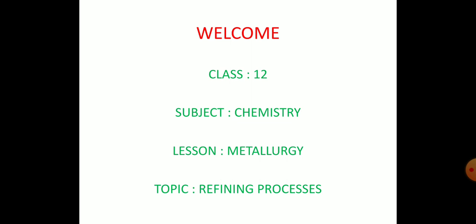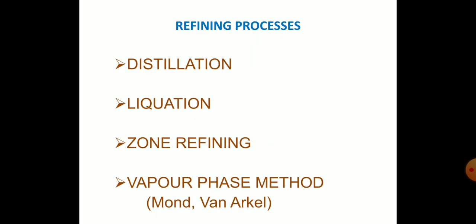Okay, so what is the topic we are going to discuss now? Refining process, or we can say refining of crude metal. Dear students, these are the 4 techniques given in your textbook which are mainly used to refine the extracted crude metal. What are they? Distillation, liquefaction, zone refining, and vapor phase method.